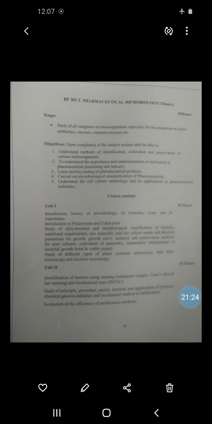In that, membrane filter, then asbestos filter, that is Seitz filter, then candle filter, then sintered glass filter and HEPA filter. This mechanical method of sterilization or the filtration sterilization we will see in the next lecture. I will stop here.